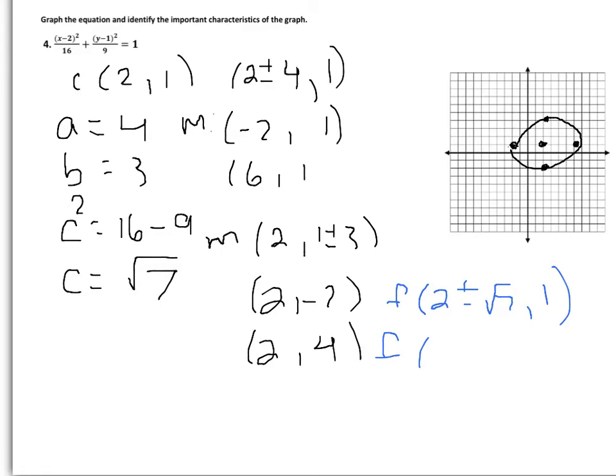And let's see, square root of 7 is approximately 2.5, somewhere around there. So you're going to be looking at the foci being right here, about there. And then the axes of symmetry are again x equals h, y equals k. Okay? So there's graphing all of them when they're not centered at 0.